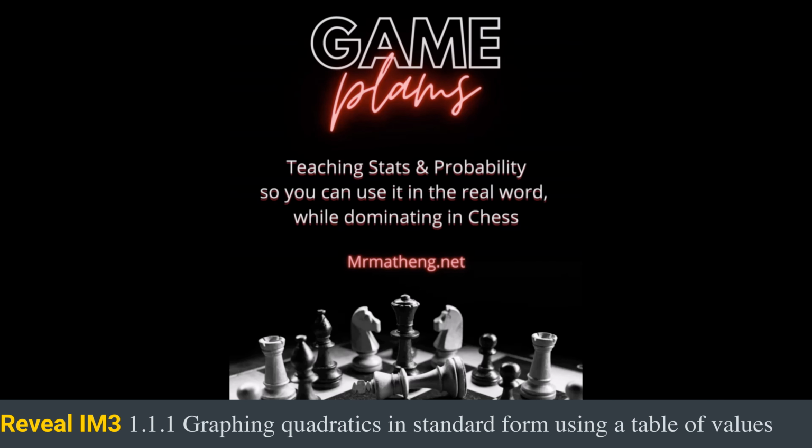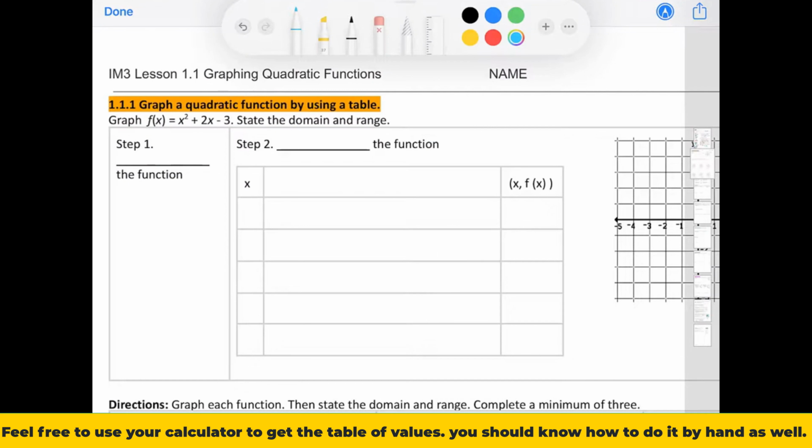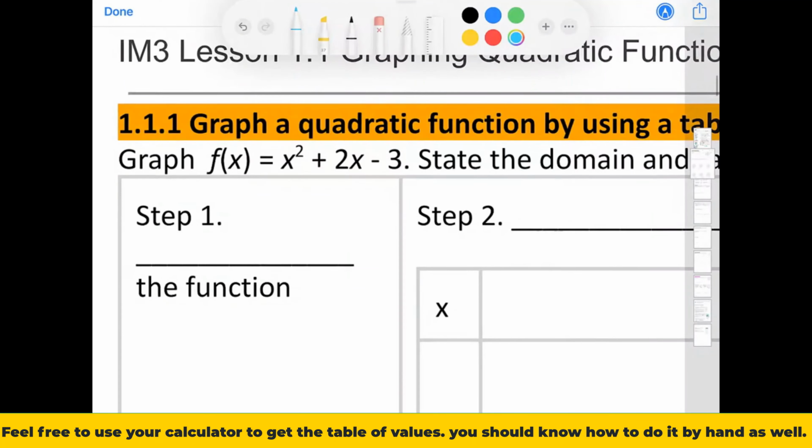Let's go ahead and move on now to 1.11. Alright, here we're going to graph a quadratic function by using a table of values. A table of values. It's a chart. And our first example says graph f of x equals x squared plus 2x minus 3. A couple things I want to point out: don't be intimidated by this f of x. That's just a fancy way of saying y.